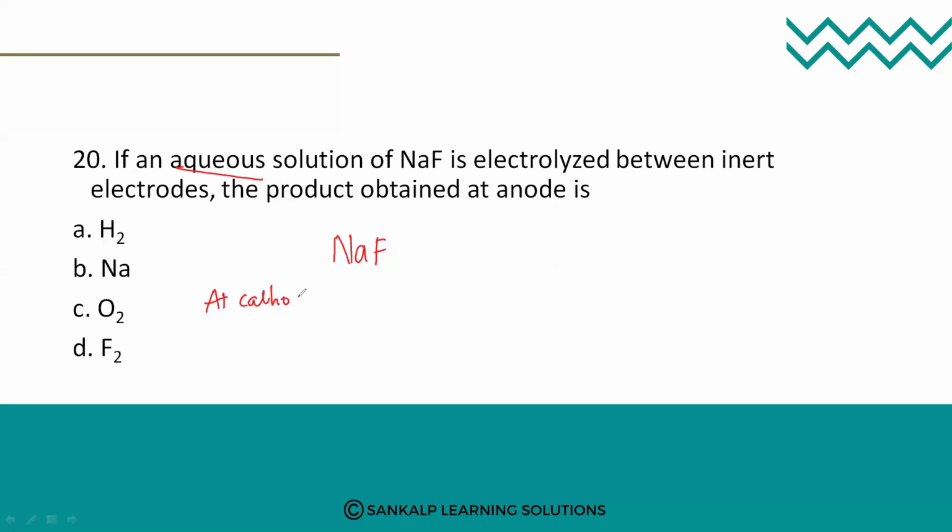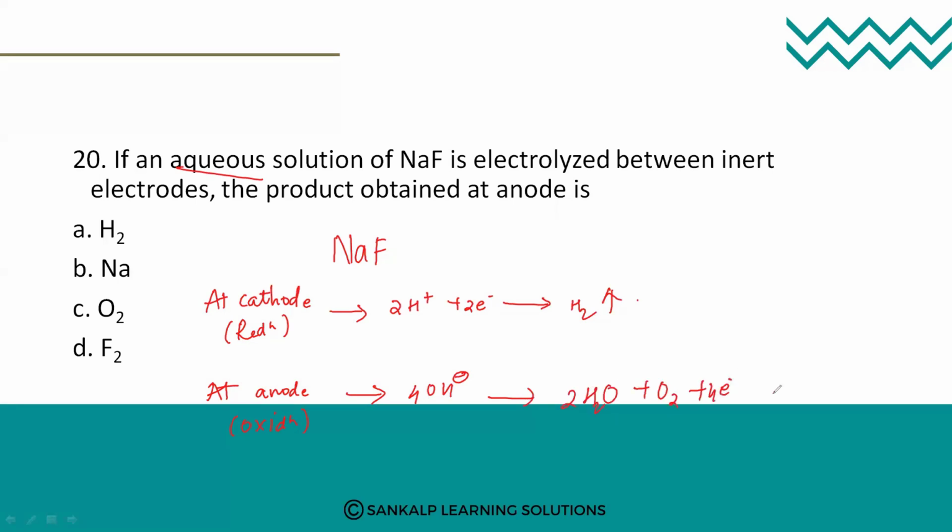As we know, at cathode, reduction will occur, and at anode, oxidation will occur. Oxidation means there will be loss of electrons, and at cathode, there will be gain of electrons. So at cathode, your H plus ions will give you hydrogen gas. And at anode, your OH minus ions will give you H2O plus O2 plus 4 electrons. So when you are taking an aqueous solution of NaF, sodium fluoride, and electrolyzing it between the inert electrodes.